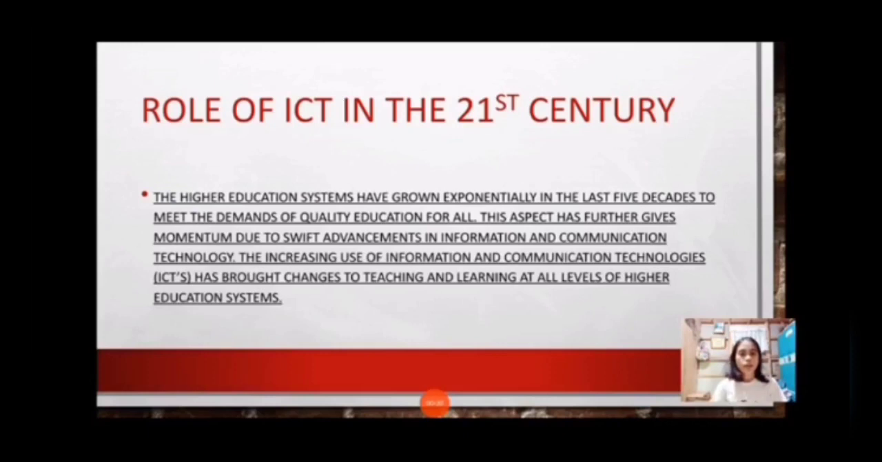The higher education systems have grown exponentially in the last 5 decades to meet the demands of quality education. This has gained further momentum due to swift advancement in information and communication technology. The increasing use of information and communication technologies, ICTs, has brought changes to teaching and learning at all levels of higher education systems. So the traditional forms of teaching and learning are increasingly being converted to online virtual environments.